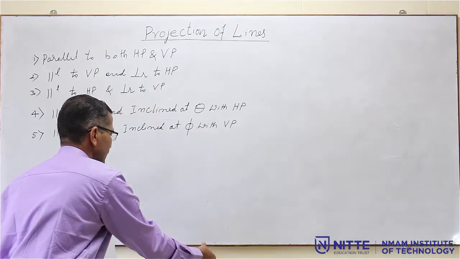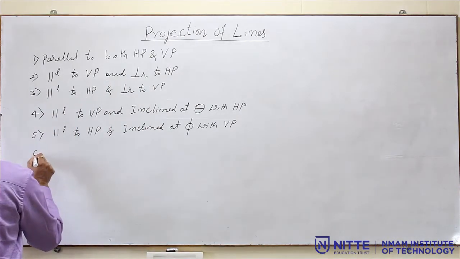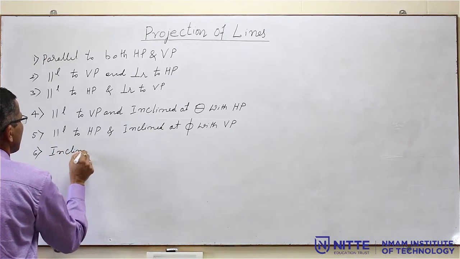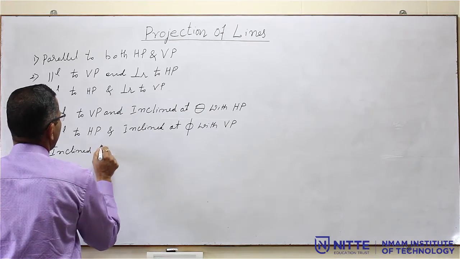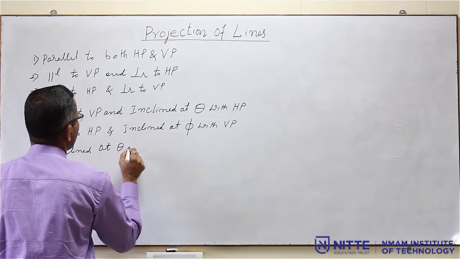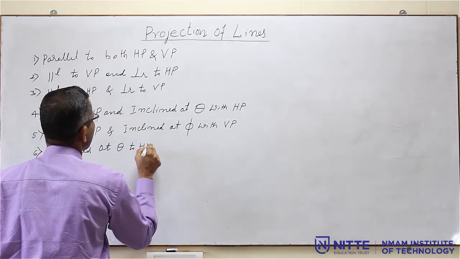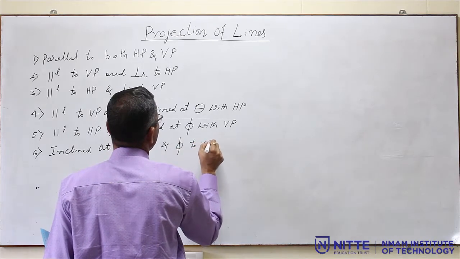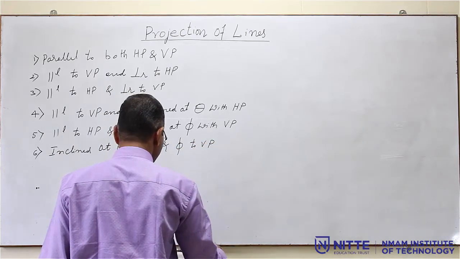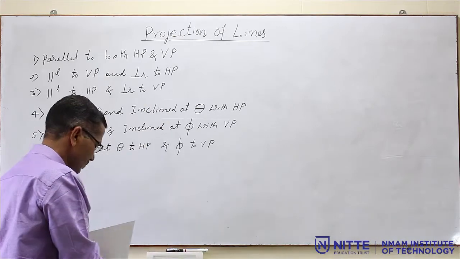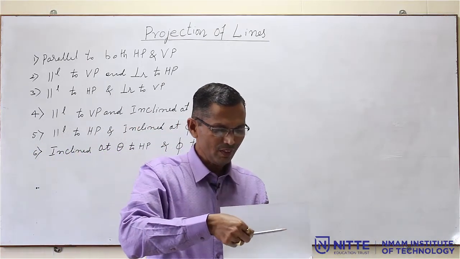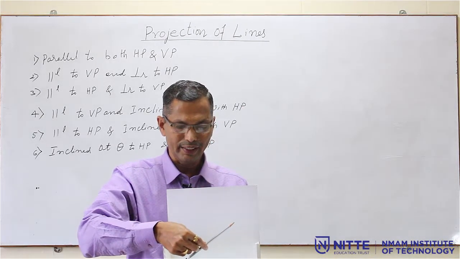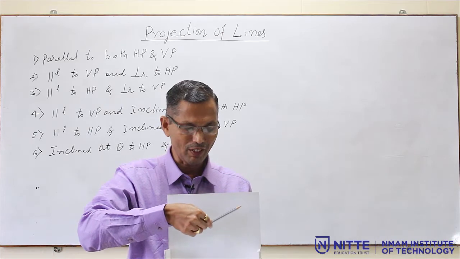Now, the last condition, it is inclined at theta to HP and phi to VP. That means inclined to both VP and HP. So, that is the last condition. Now, it is parallel to both VP and HP. Now, it is inclined to HP and parallel to VP.